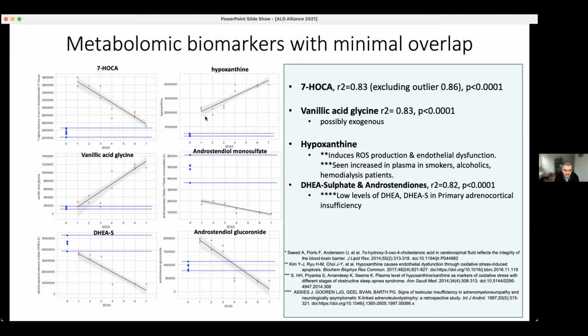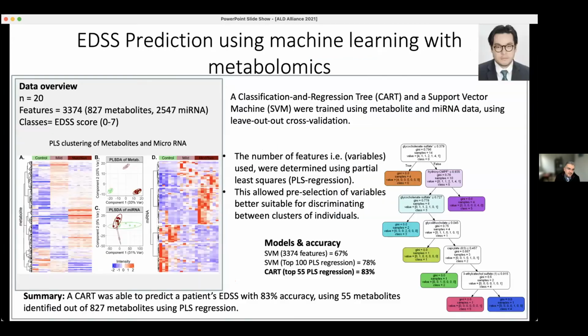At least with hypoxanthine, the more severe your disease is, the higher was the concentration of the metabolite. With 7-HOCA, it looked to be the other way around. And we suspect that this variable may actually be a predictor of whether you are going to develop cerebral ALD or not, but we can't prove that yet. So these are the 2 metabolites that came out of this pilot study as interesting, and we're trying to pursue them further.